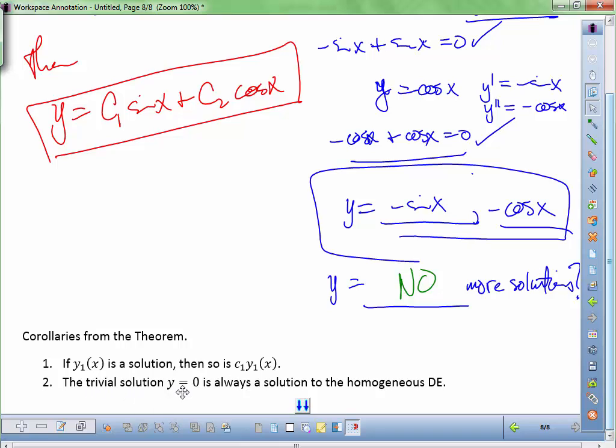The trivial solution, y is equal to 0, is always a solution to a homogeneous differential equation. So if you put 0 in for y, the derivative of 0 is 0 and all that stuff, and then the right-hand side is equal to 0 anyways. So is that painfully obvious? If it's not obvious, write it out. So corollaries, these are things that would follow from that statement about the superposition.